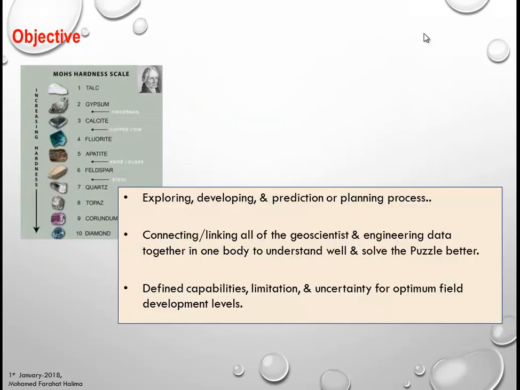The objective. Every geoscientist, while executing FDP studies or projects, has many objectives, but mainly three: exploring, developing, maybe prediction or planning; connecting and linking all of the geoscience and engineering data together in one body to understand well and solve the puzzle better, to understand the big picture of the field; and also to define and determine the capabilities, limitations, and uncertainties for optimum field development purposes.